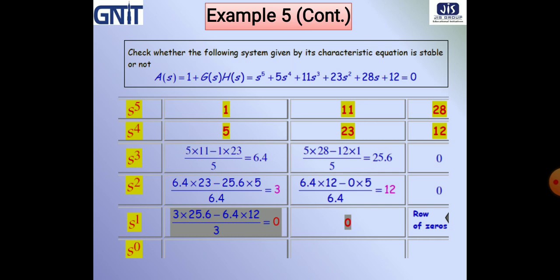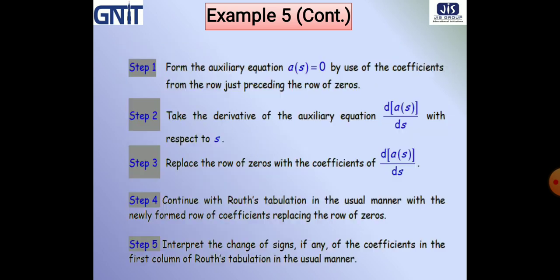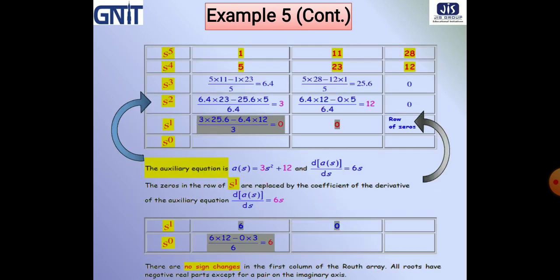Alternatively, if 3 into s to the power 2 is there, then 12 into s to the power 0 will be there. So the auxiliary equation becomes 3s square plus 12. This is our auxiliary equation. Okay, so you have to find the derivative of that auxiliary equation, dA/ds, and it becomes 6s.